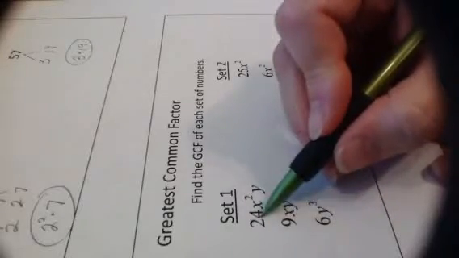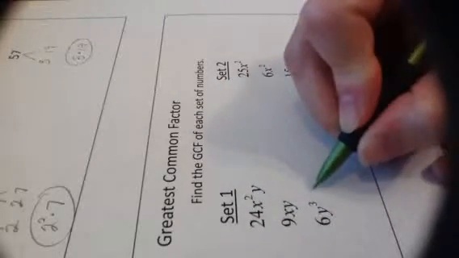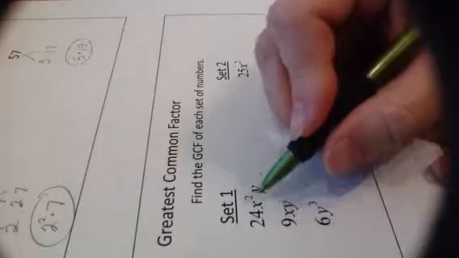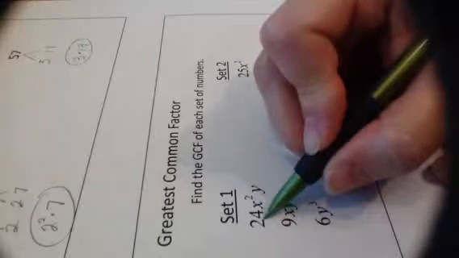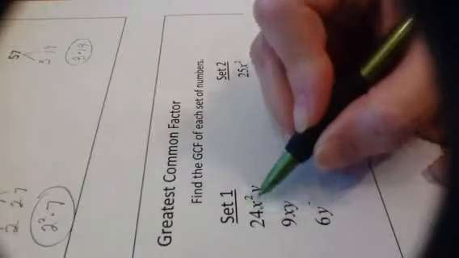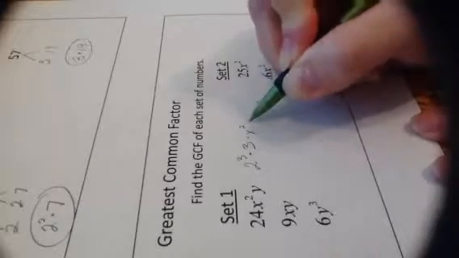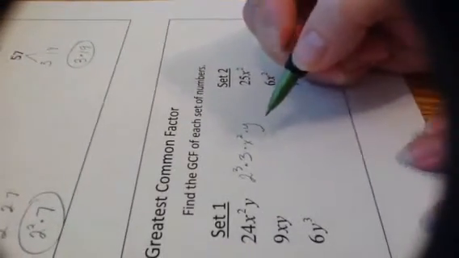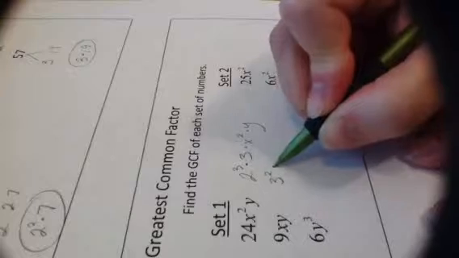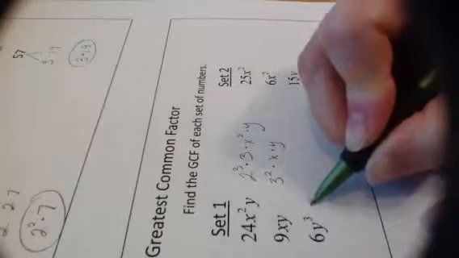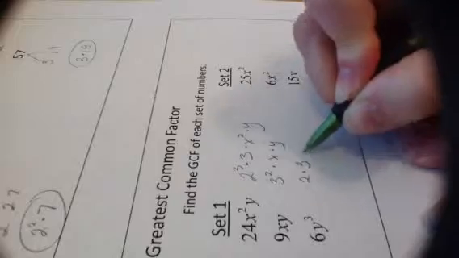Greatest common factor. To get your greatest common factor of two things, the first thing you need to do is prime factor the numbers. So I'm going to rewrite this. This is 8 times 3, and 8 is 2 times 2 times 2. So that's 2 cubed times 3 times x squared times y. Okay, then 9 is 3 squared times x times y. And then 6 is 2 times 3, and then we have times y cubed.